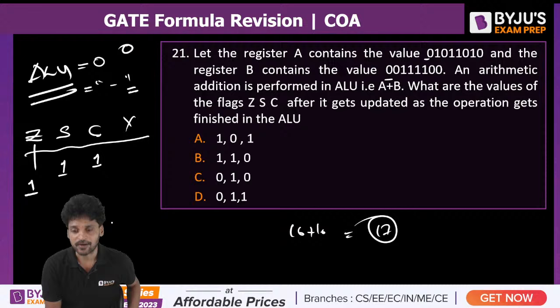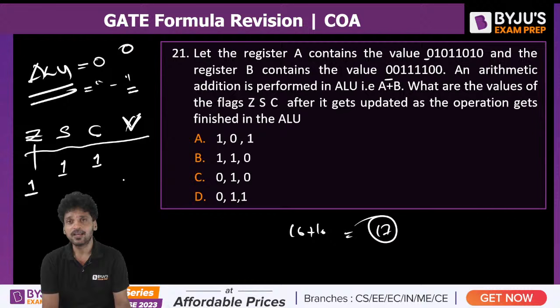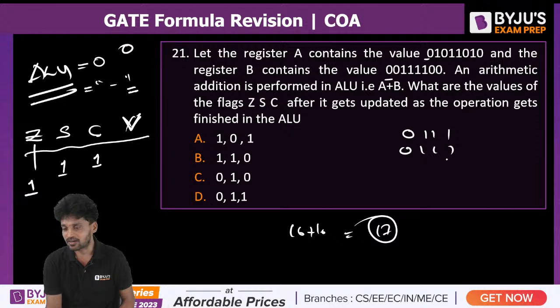Another flag is called the overflow flag. What is the overflow flag? Overflow flag means accidental reversal of the sign. Under some special circumstances, the sign will be reversed incorrectly. I'll tell you when the sign is going to be reversed. For example, there are two numbers, 0111 and 0111. The value of this is positive 7, and the value of this is also plus 7. I am just adding these two numbers.